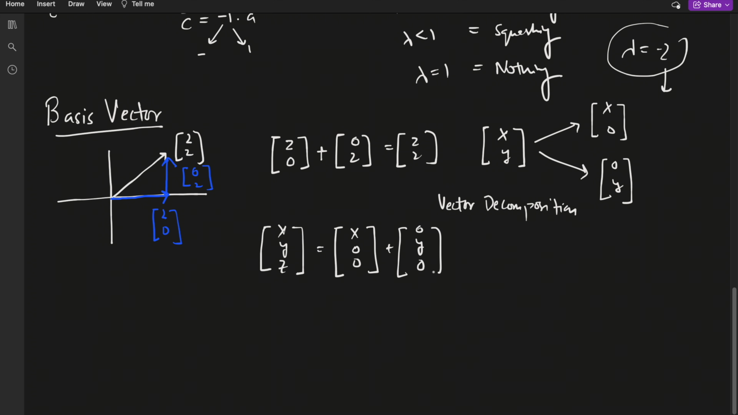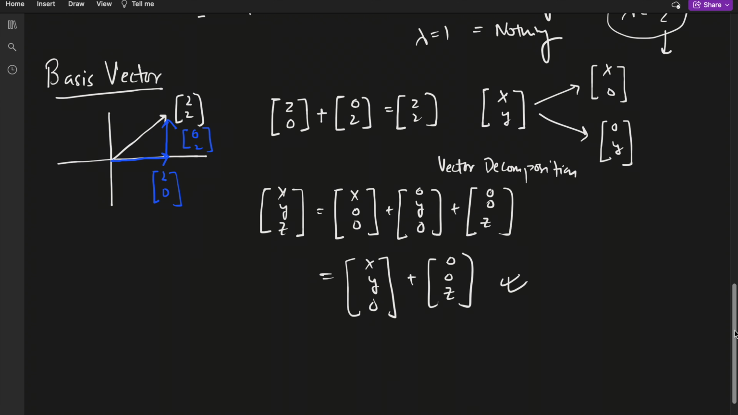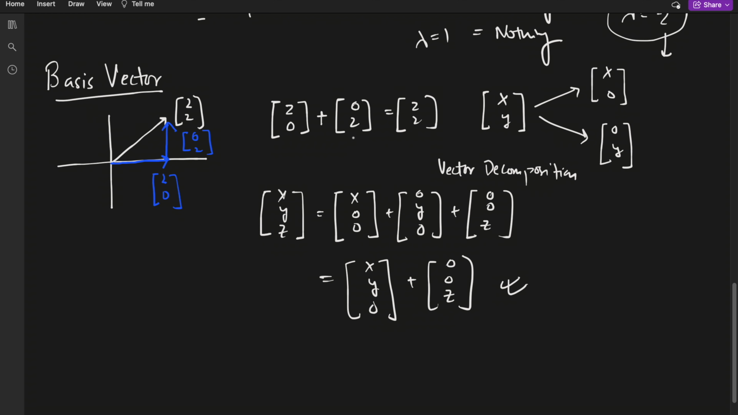Each vector can be decomposed like this, right? And I can do this as well, maybe one in xy and one in z. There are multiple ways of doing it, but this is also valid vector decomposition. So now if I break this further, let's break it to the most fundamental thing.